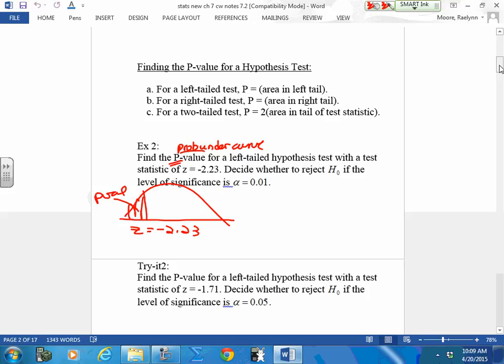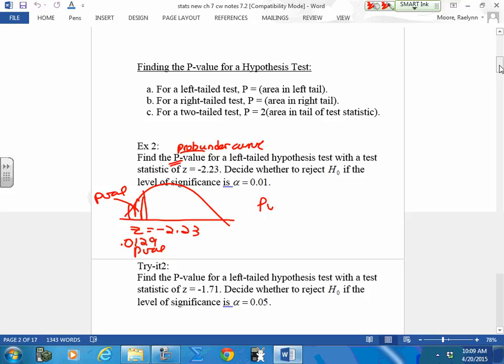Okay. So what did we find for the area under this curve? 0.0129. Everybody get this? Looking it up in your table. Once you get that, now you have your p-value. So second step, now we found our p-value.